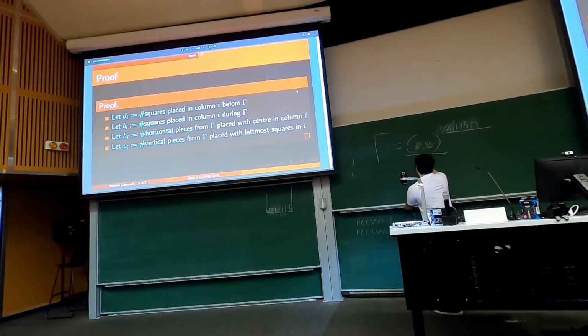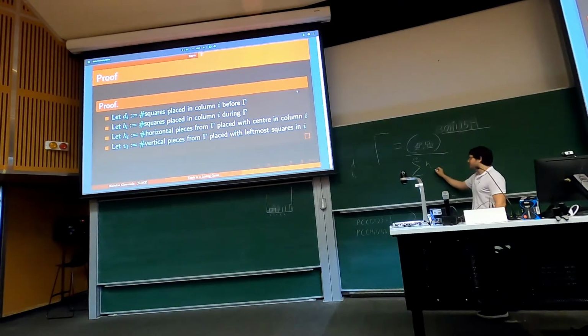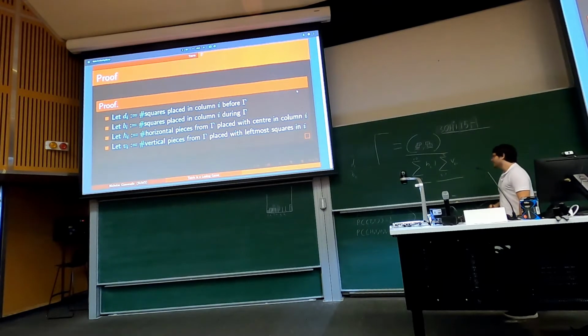We would like to prove that the sum over i from 1 to 10h of the number of horizontally placed pieces, plus the number of vertically placed pieces with leftmost square in column 2i, so in an even numbered column, is less than 30h. We want to show that this sum is less than 30h. Okay, let's proceed.